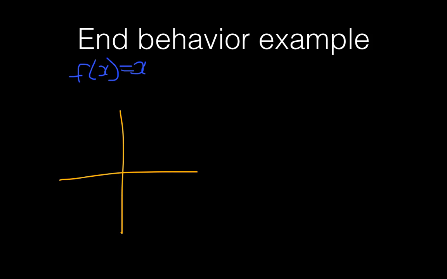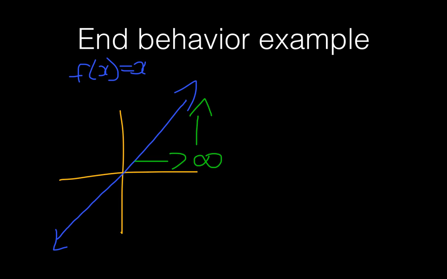Here is a graph of the function, and we want to find the end behavior. Now, it looks like as we move to the right, we are getting closer and closer to infinity, whereas when we go to the left, it looks like we are getting closer and closer to negative infinity. So let's go ahead and take the infinite limit to find out if we're correct.